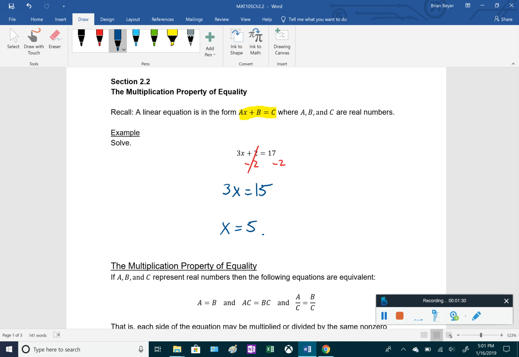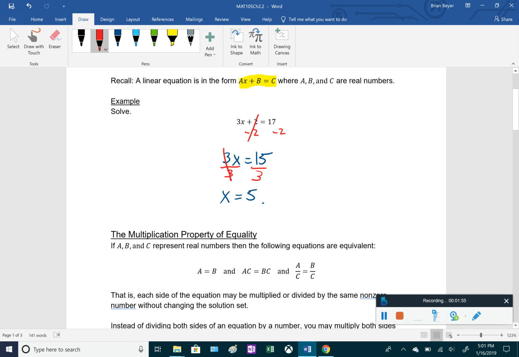So the way that we do that is we had 3 times x equals 15. So since we were multiplying by 3, we do the opposite operation here, which was divide by it. So it cancels that. 3 divided by 3 is 1. So on the left-hand side, we're left with 1x, so x. On the right-hand side, 15 over 3, so we get x equals 5.